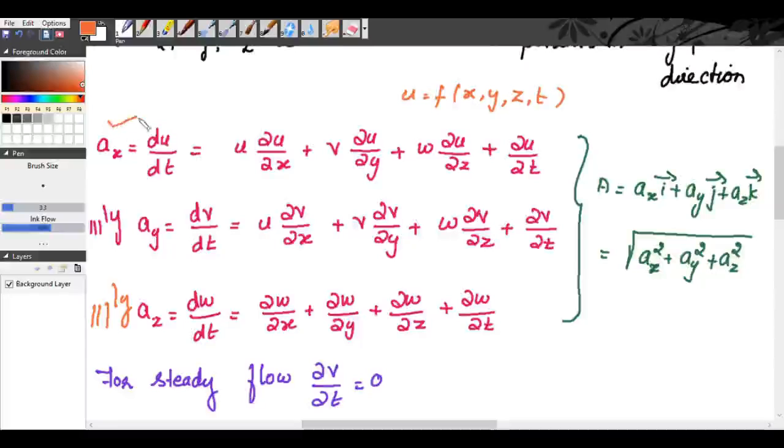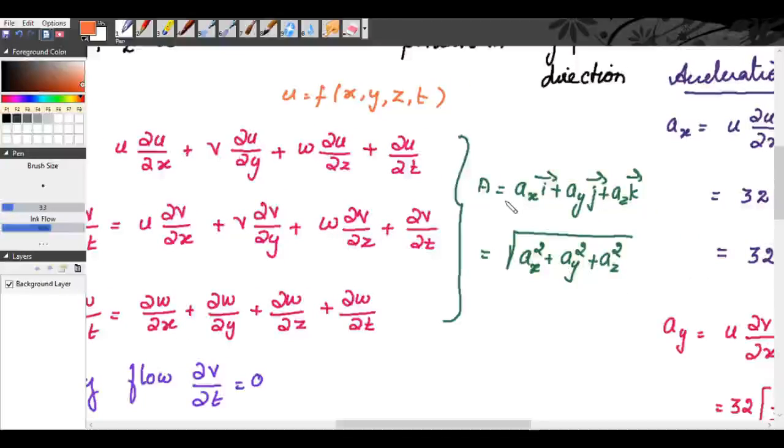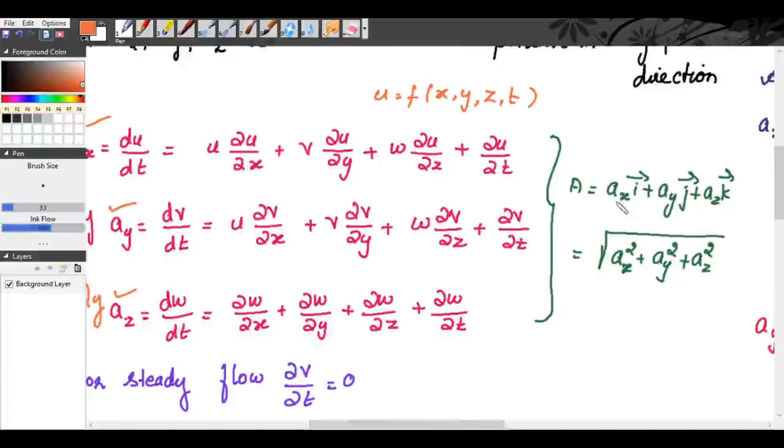Now we have three acceleration components, ax, ay, az. So our acceleration can be written as a is equal to ax into i vector plus ay into j vector plus az into k vector, and the magnitude of acceleration is equal to square root of ax square plus ay square plus az square. You will get the magnitude units.